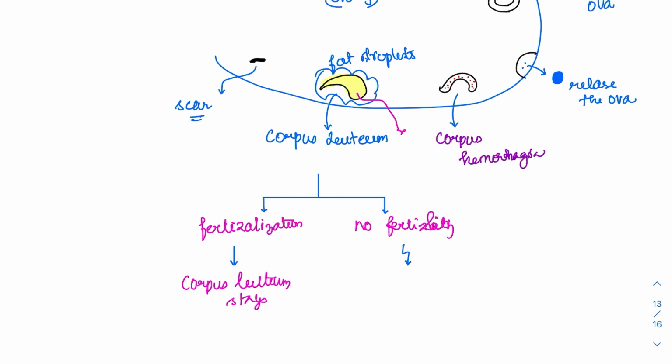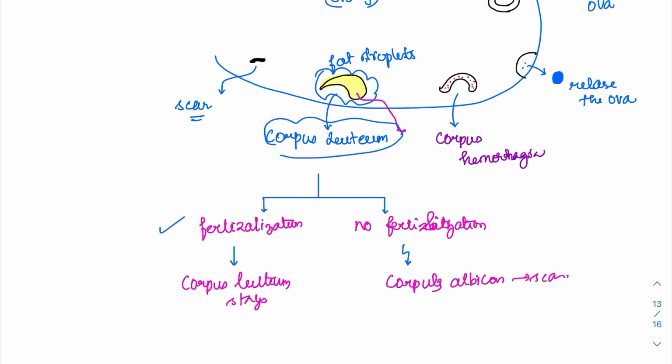If no fertilization happens, what will they form? They will form a corpus albicans, which is a scar tissue. They finally form a scar tissue. So this is the survival mechanism of the corpus luteum. Depending on whether fertilization is happening or not, it is going to choose its fate.